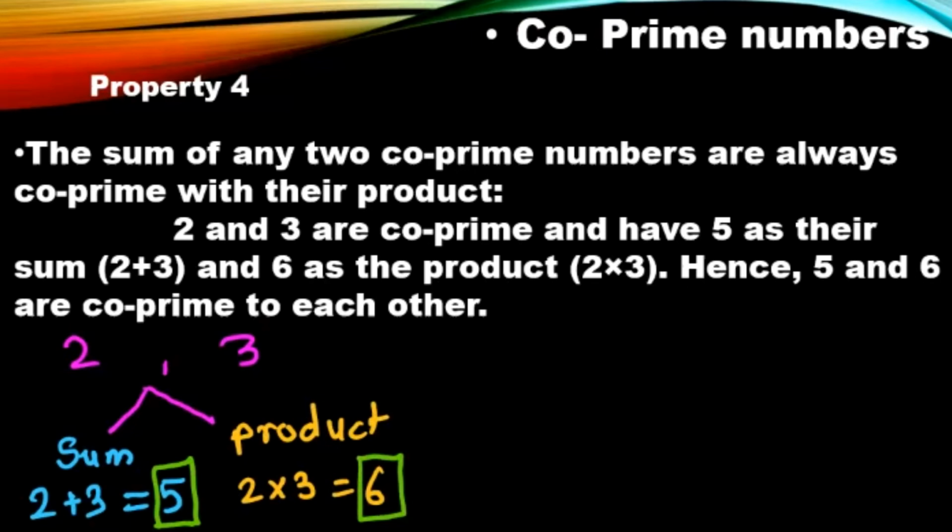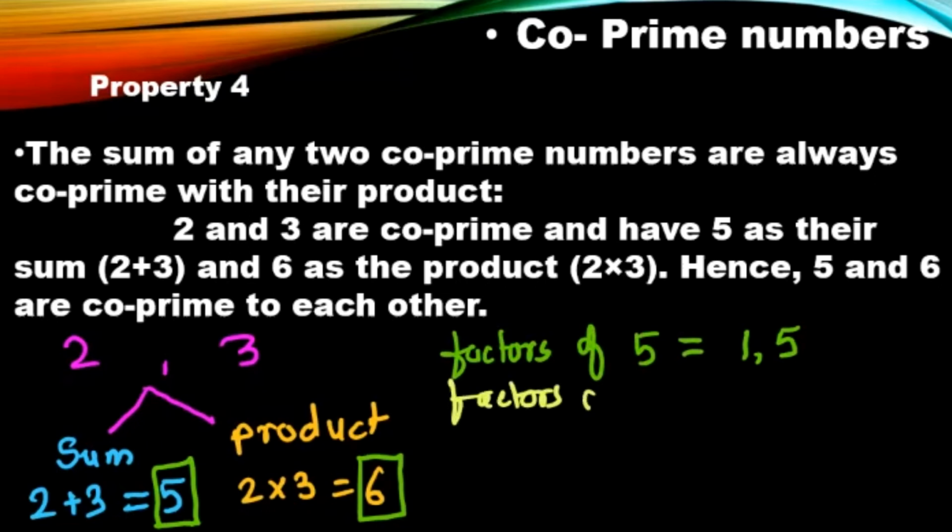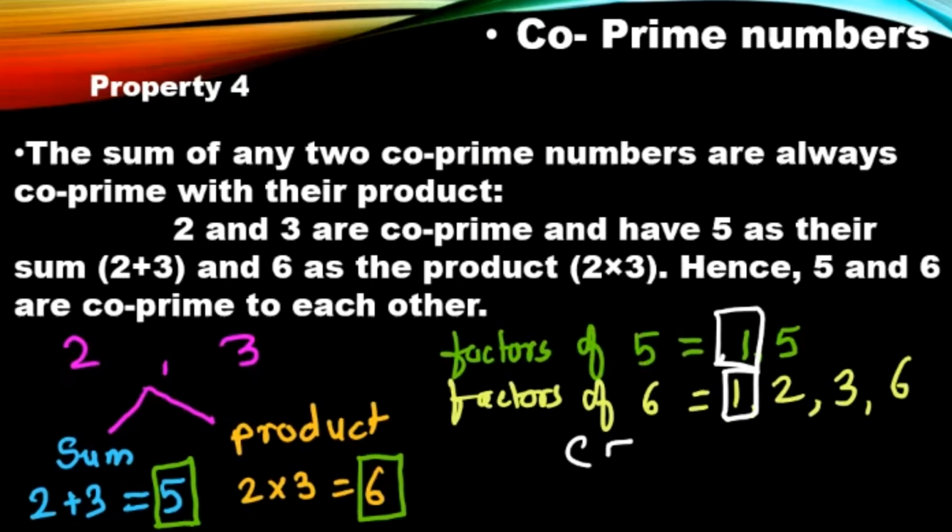These two numbers are always co-prime numbers, and to check this thing we have to consider the factors of 5 and the factors of 6. After that we will check whether the common factor is only one number. So first, factors of 5 is 1 and 5, as this is the prime number. Then we will consider the factors of 6. As 6 is not a prime number, 6 is a composite number, that's why the factors are 1, 2, 3, 6. Here we got the common factor is only 1.